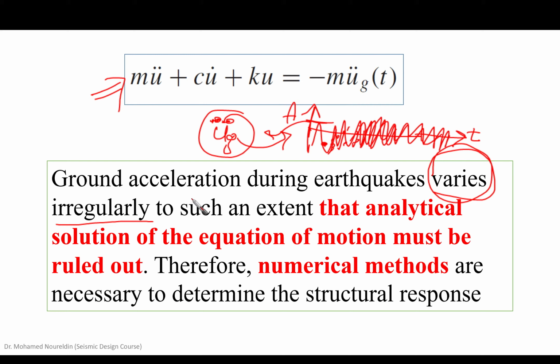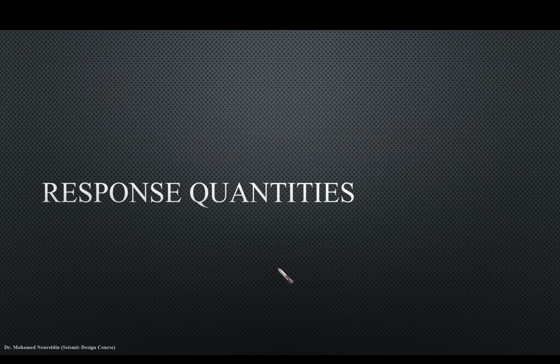We need to think about another way for the solution of this equation. One of the ways of this solution is numerical methods. Therefore, we say that numerical methods are necessary to determine the structural response. So we use numerical methods. This is the best way for the solution. Now let's go to the next.